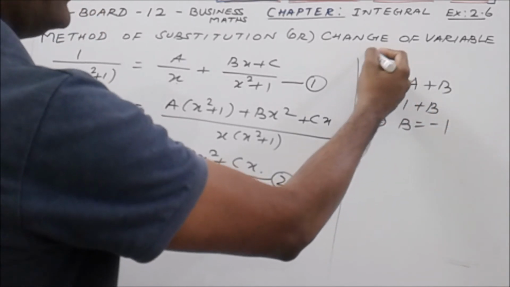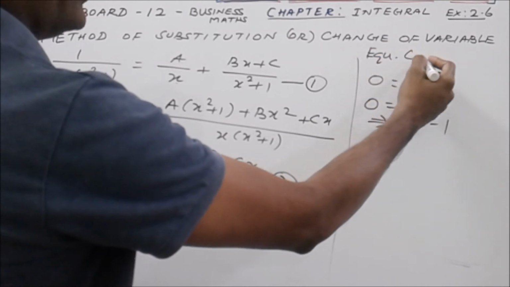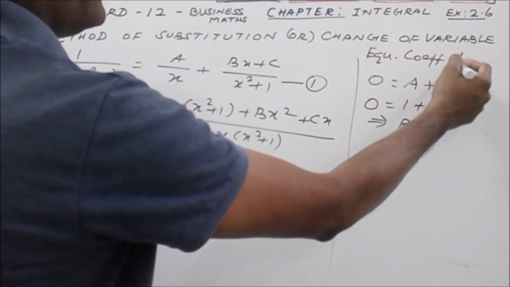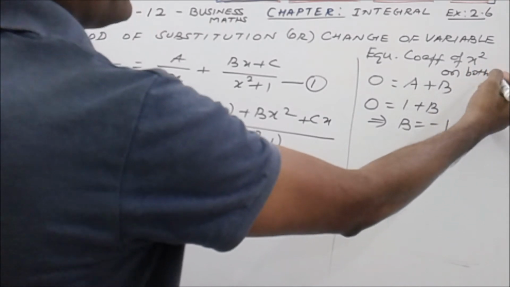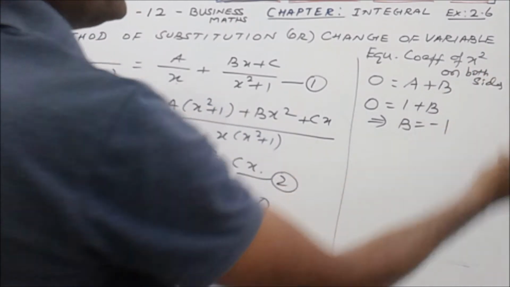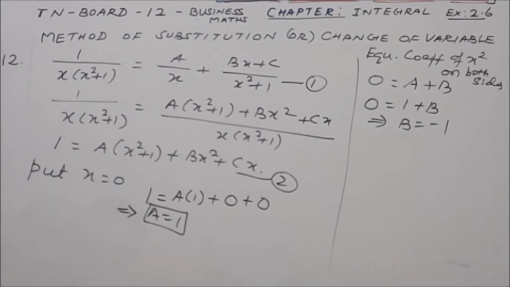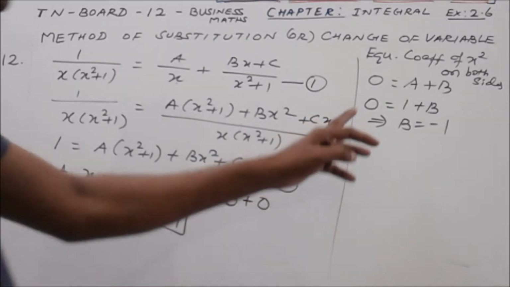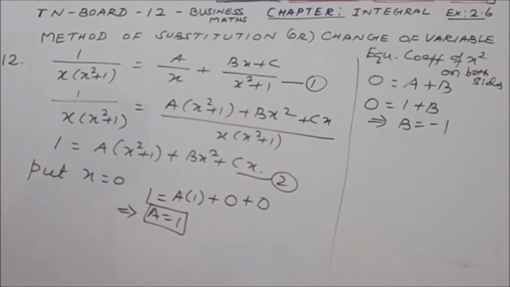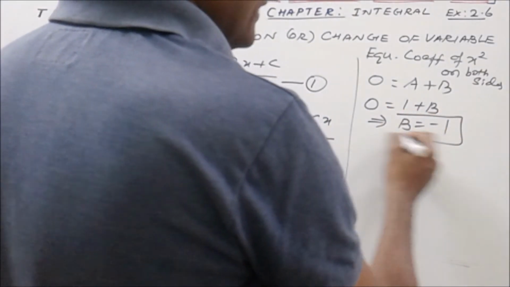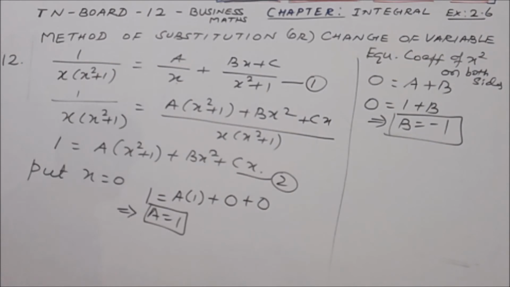Equating the coefficient of x square on both sides, we will have 0 equal to a plus b. Substituting a equal to 1, 1 plus b equal to 0, which implies b equal to minus 1. So another value we have found, b equal to minus 1.